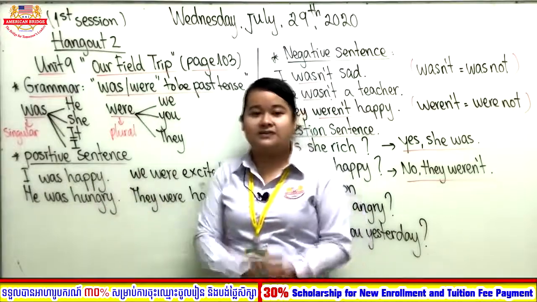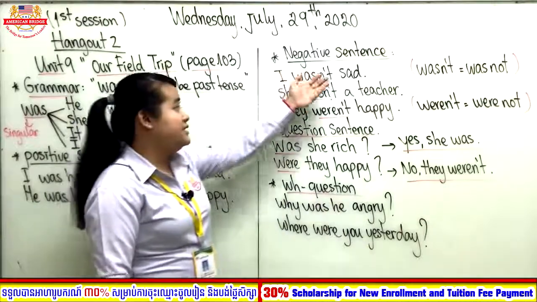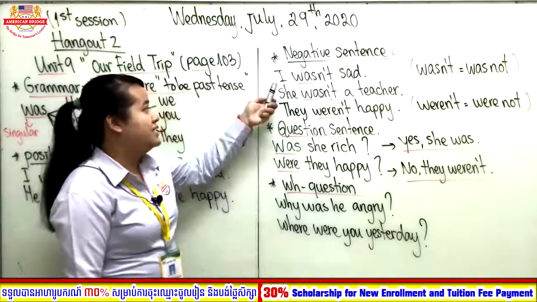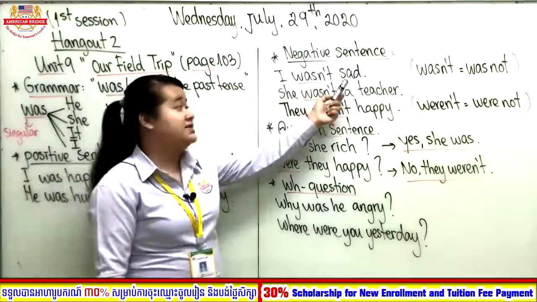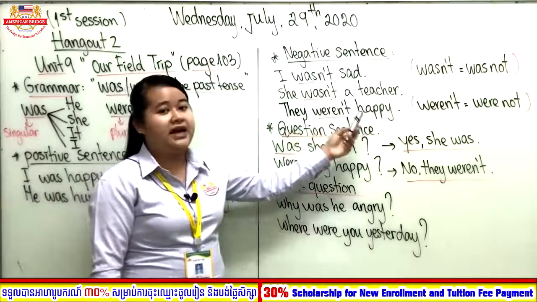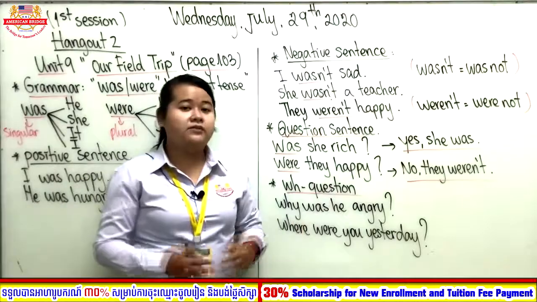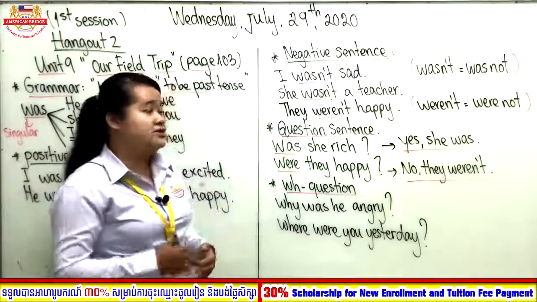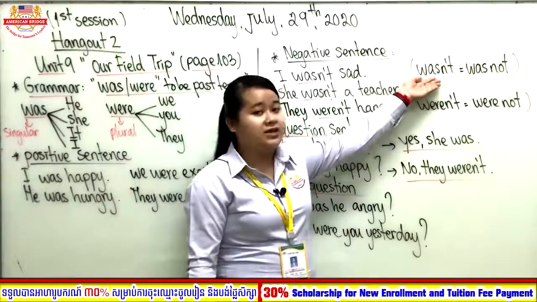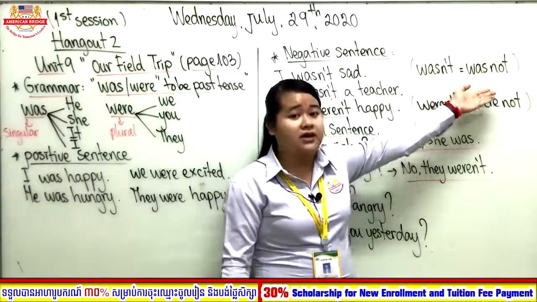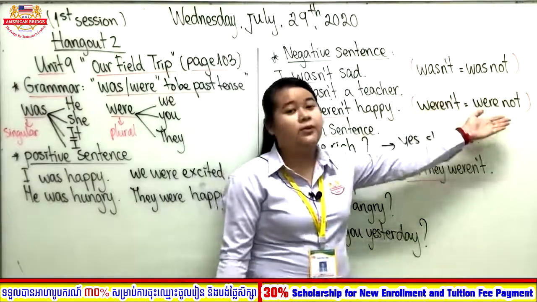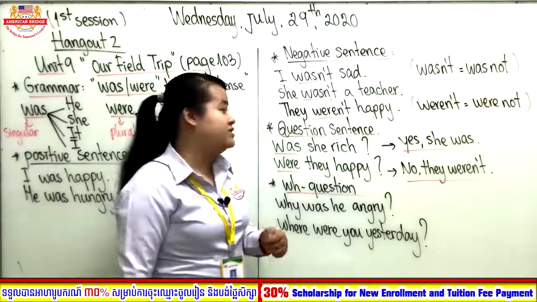Now let's move to negative sentences. In a negative sentence, was you need to change to wasn't, or was not. Now let's look at this one. I wasn't sad. She wasn't a teacher. They weren't happy. In negative form, you can write in 2 ways: we call one the short form and the other the full form. Wasn't, you can also write was not. It's correct, both of them. And weren't, you can also write were not. Now let's move to question sentences.